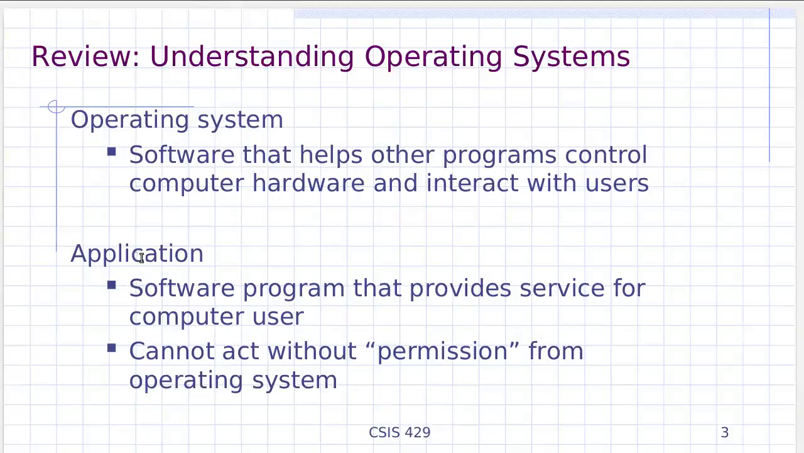What exactly is an application? It's just any program that allows a computer user to do things that the computer user wants. And the way things are set up, if you have an operating system and an application, applications cannot act without permission from the operating system. So every single file access, things like that, has to go through the operating system so that the operating system can control access to all the resources.